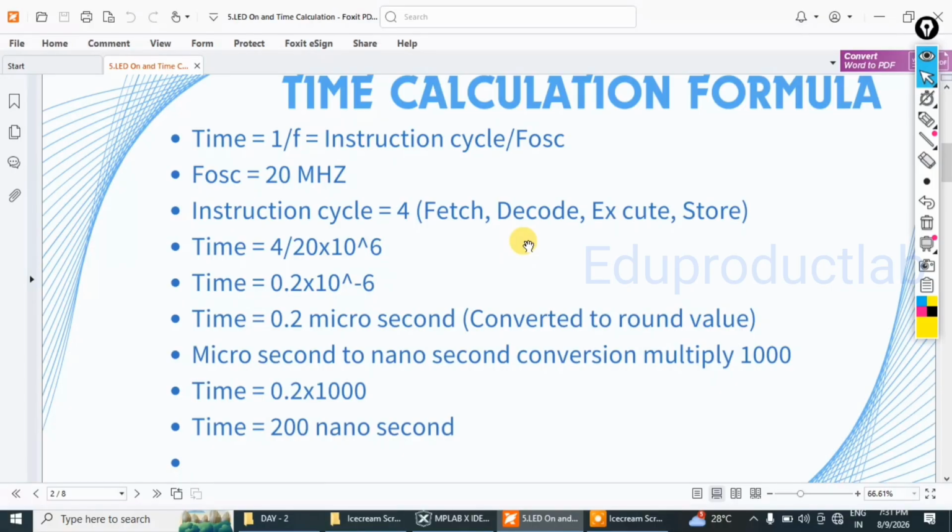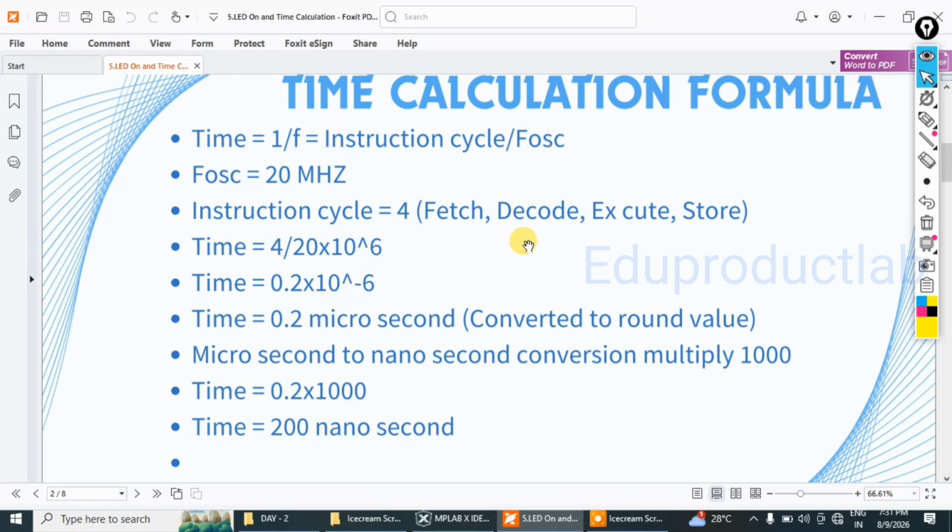The PIC16F877A uses an external crystal oscillator, and the common crystal frequencies are 4 MHz, 8 MHz and 20 MHz. The crystal acts like the heartbeat of the microcontroller. The higher the clock frequency, the faster the controller executes instructions.